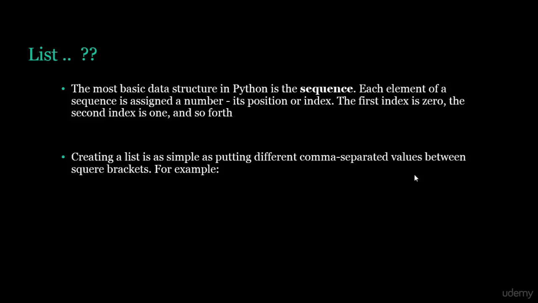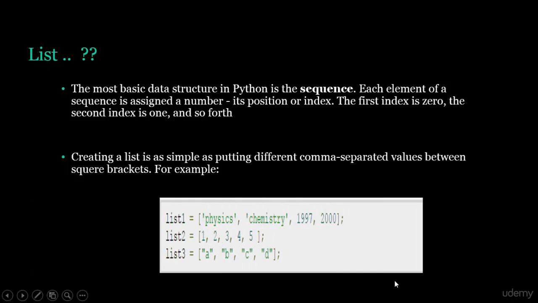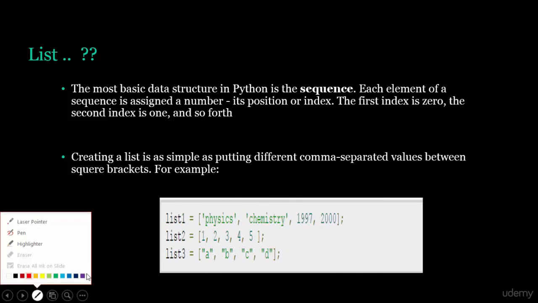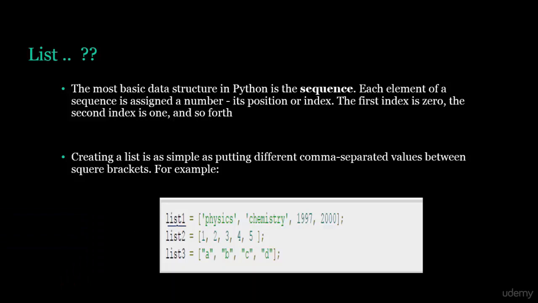Creating a list is as simple as putting different comma-separated values between square brackets, for example. If we look here, we can see this example here. Let's get a pen. List 1, this is our brackets here, and this is our values: string, integer. The list can take many data types.